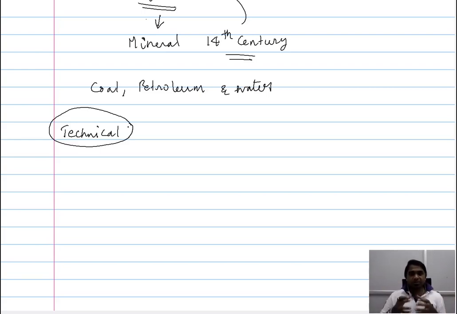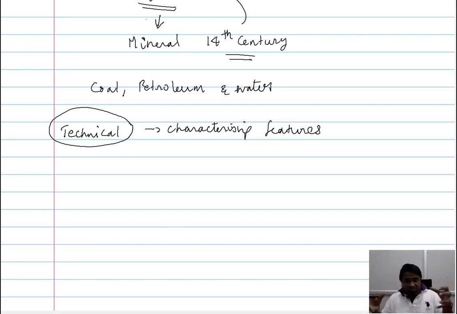So whenever you want to technically define minerals, it is largely based on their characterizing features. We use these characterizing features to distinguish minerals from the rest of the materials or substances that are present in the earth crust, and these characteristic features are generally adopted as the definition of minerals in a technical sense.